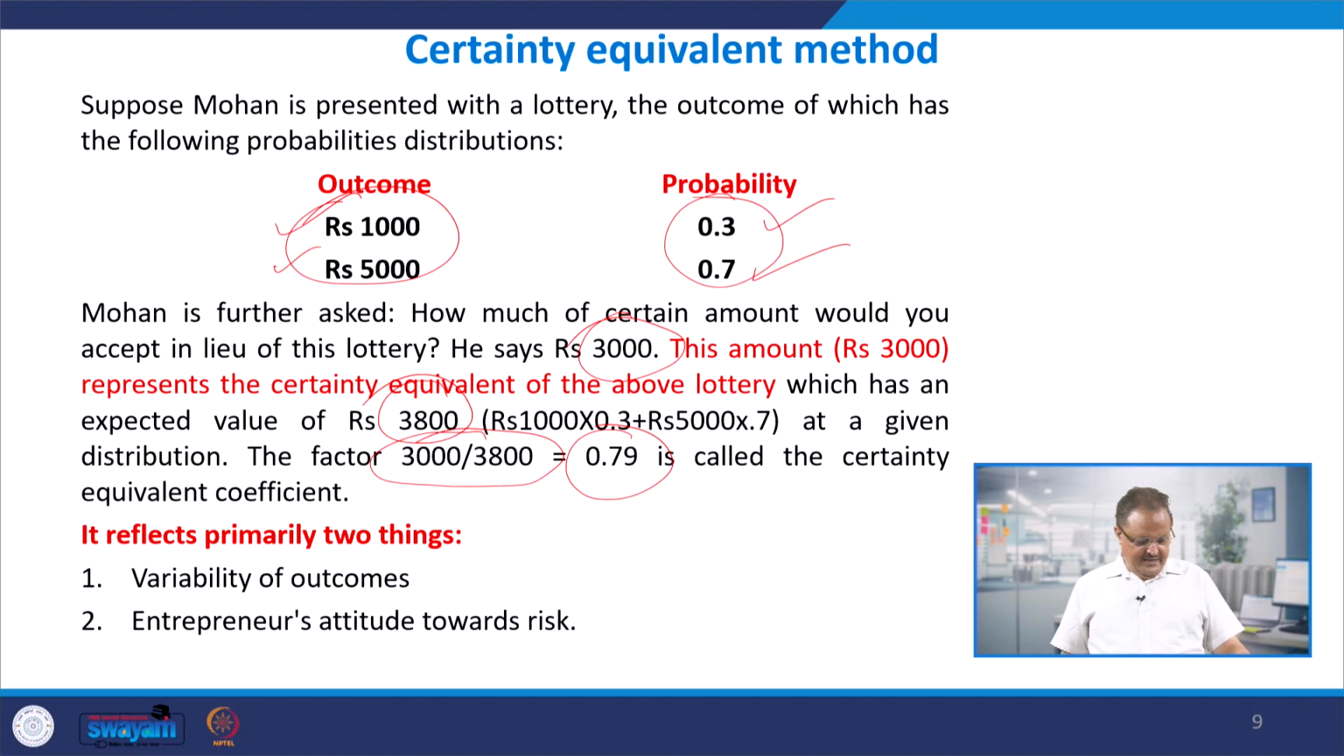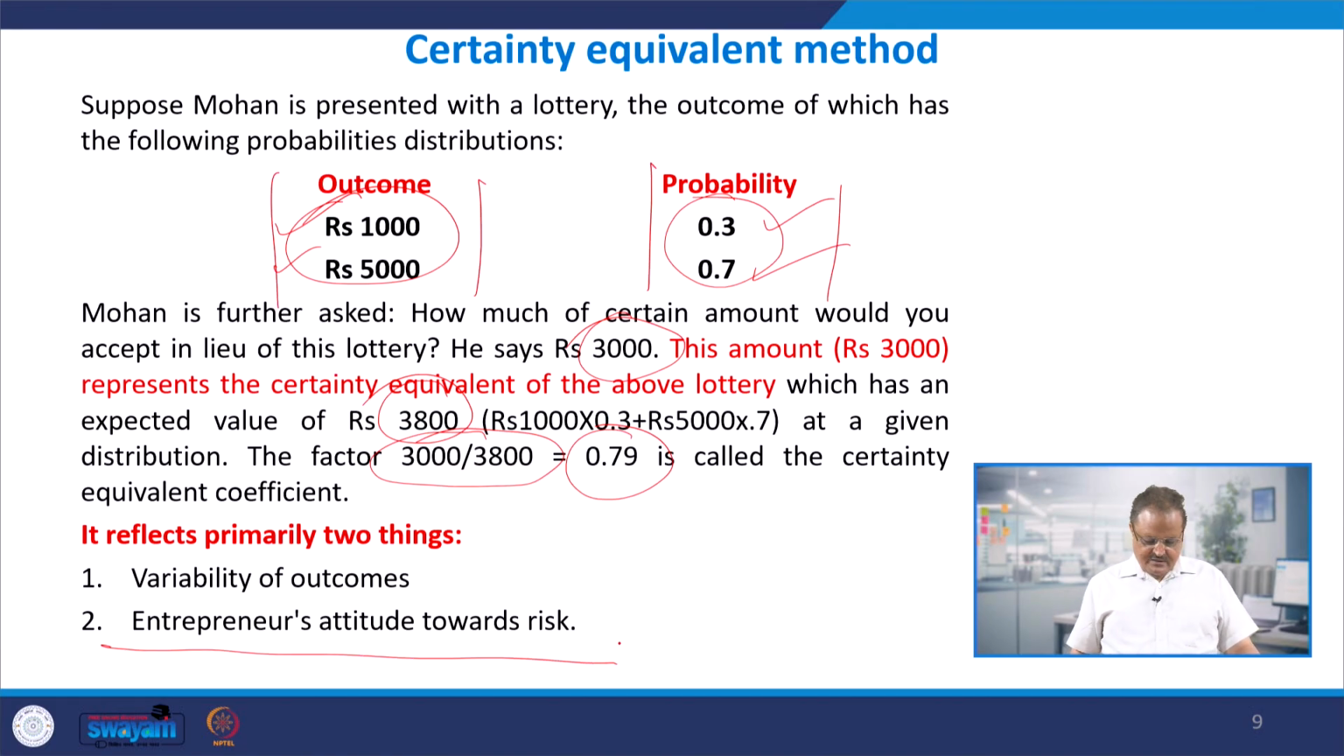And it primarily reflects two important things: variability of the outcomes, because there is a variability in the outcomes, right? And an entrepreneur's attitude towards the risk. So if the entrepreneur is prone to the risk, he's ready to take any kind of the risk. So he will not accept this 3000 rupees like Mohan, as he's a risk averse person, so he's happy with 3000 rupees. He doesn't want to go for or wait for 3800 rupees.